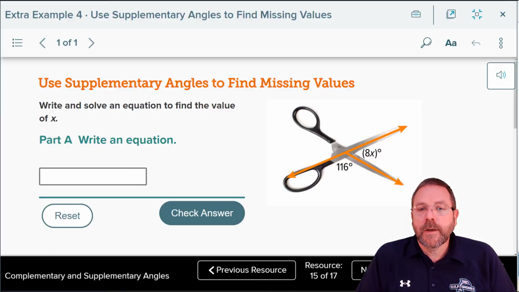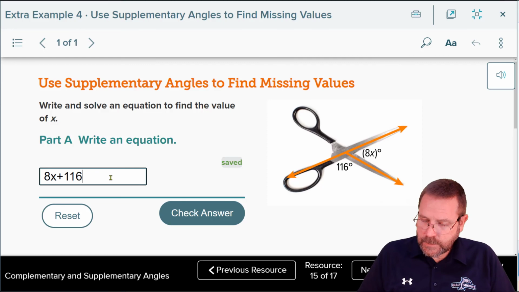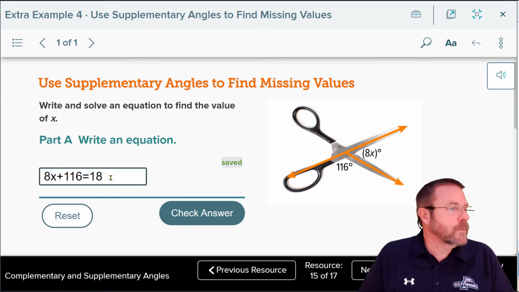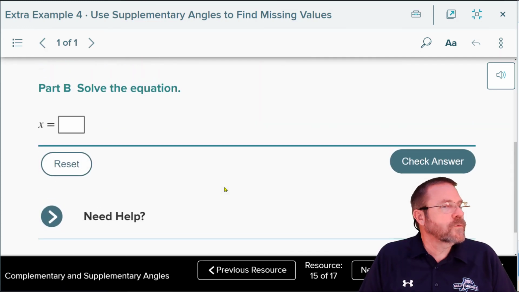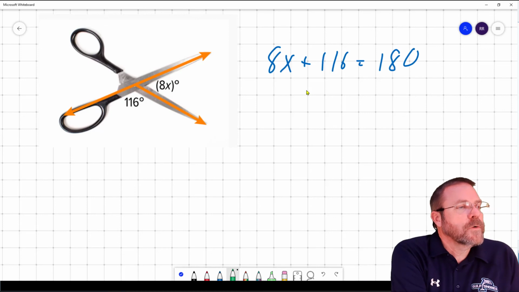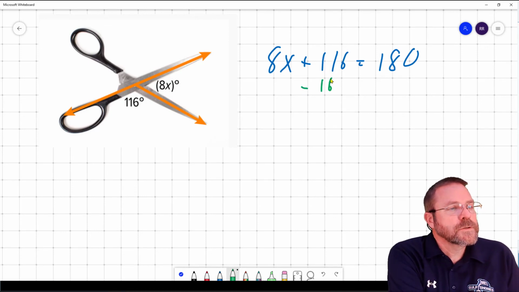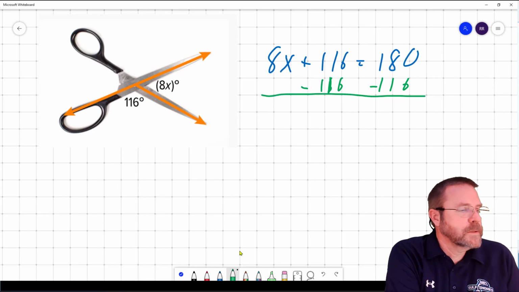Do I need to put that in here? What is the equation? Yep, so I had 8x plus 116 equals 180. We're going to check that, and it checks. And now we need to solve to find out the value of x. To do that, we're going to isolate the variable, undoing addition and subtraction first. Minus 116 on both sides.